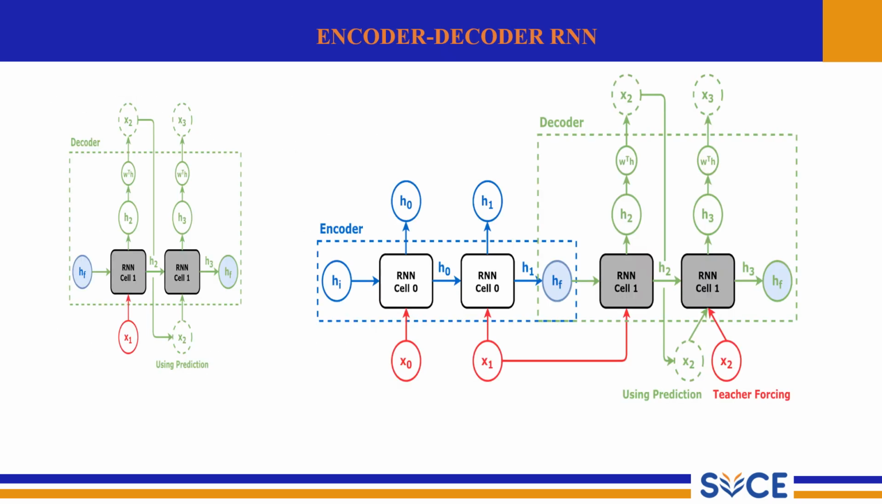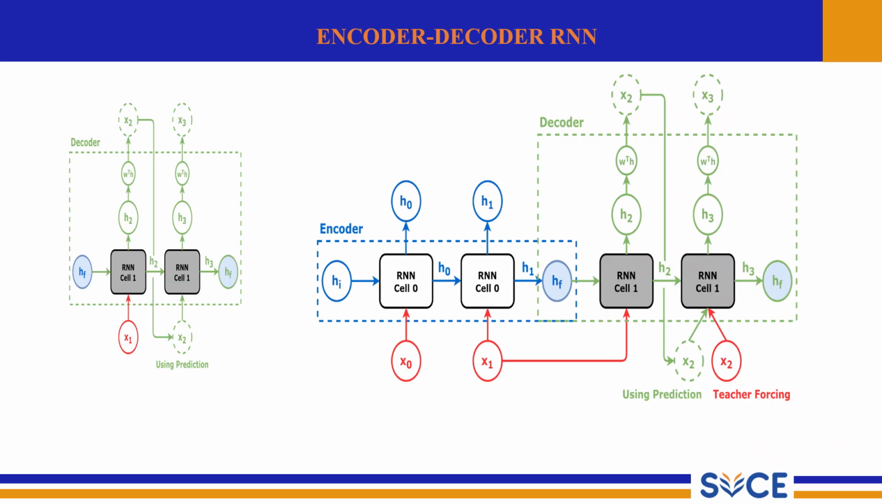So this is the architecture for the encoder and decoder model, which is used for sequence to sequence tasks. Encoder: first we look at the encoder on the left. Its job is to process the input sequence represented here by X0 and X1. As each input passes through the RNN cells, the network updates its hidden state H0, H1. This process compresses the entire input sequence into a single context vector which captures the essential meaning of the data.